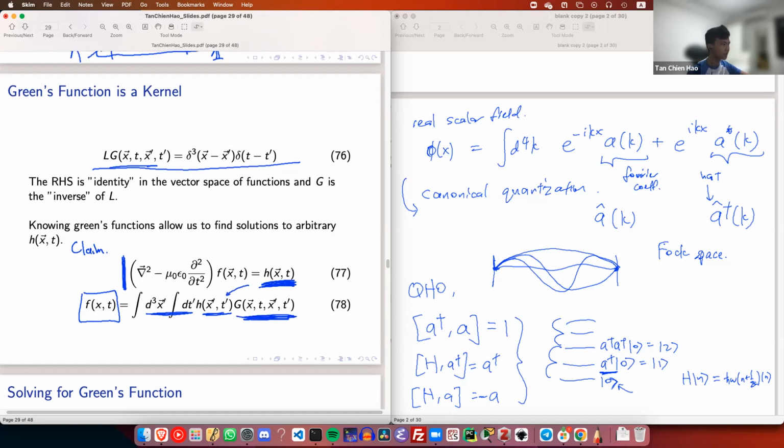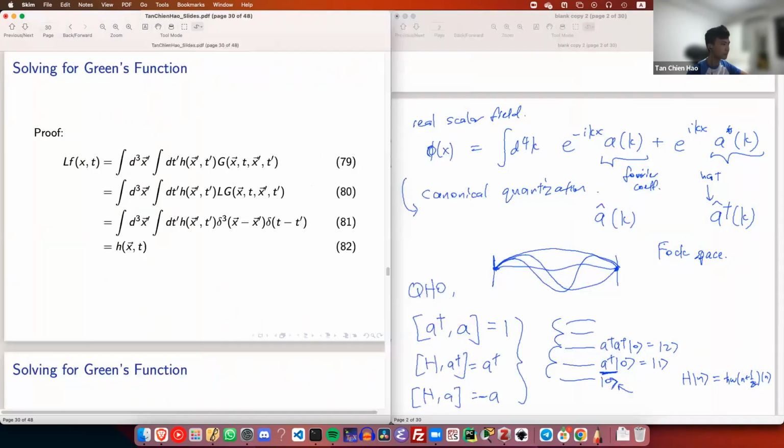To prove that, going to the next slide, if I just substitute in the definition of f, I should have L over here. Lf equals L of the integral, I just substitute in the definition. The L goes into the integral. It skips past h because the parameters of h are x prime and t prime, whereas the L acts on x and t. So it acts on the Green's function, which has parameters x and t. And this equals this, because we define Green's functions as such.